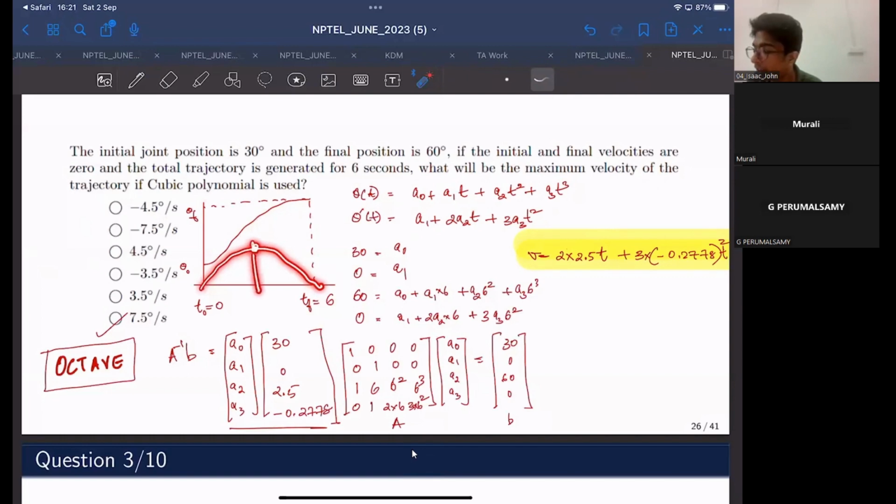So if the total time is 6 seconds, you can substitute half of this time, 3 seconds, onto this equation. If you substitute time t as 3 seconds onto this equation, you can find out the maximum velocity because it occurs at exactly the midpoint of the trajectory. And once you do that, you will end up with this equation.